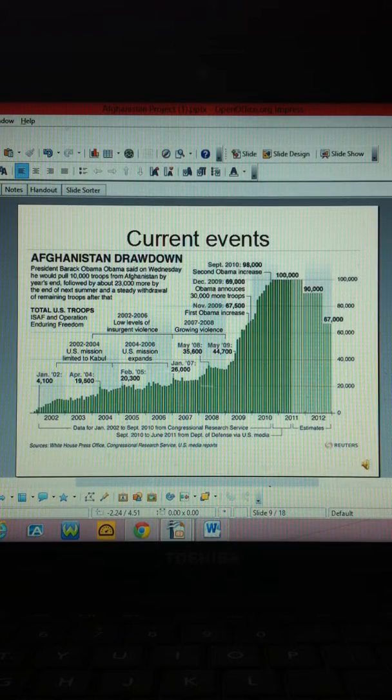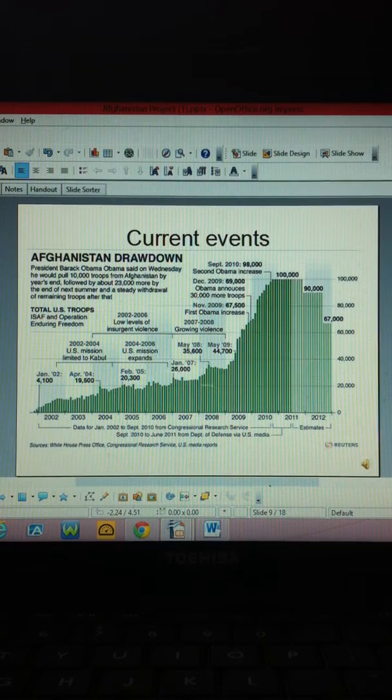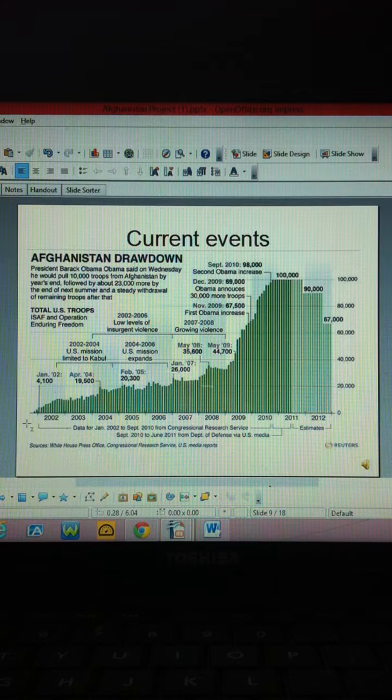Current events. As we all know, Afghanistan still continues to be a very unstable country. There are troops in there from the United States and other NATO forces. Here's a chart that I found which shows United States troop commitment back in 2002 with about 4,100, and since then it has increased drastically around 2009 and 2010, capping off in 2011 with 100,000 American troops. Since then, President Barack Obama has been decreasing the troops there in the hopes of a pullout.